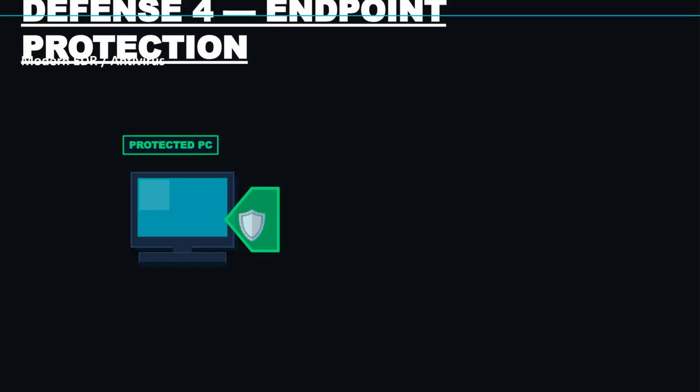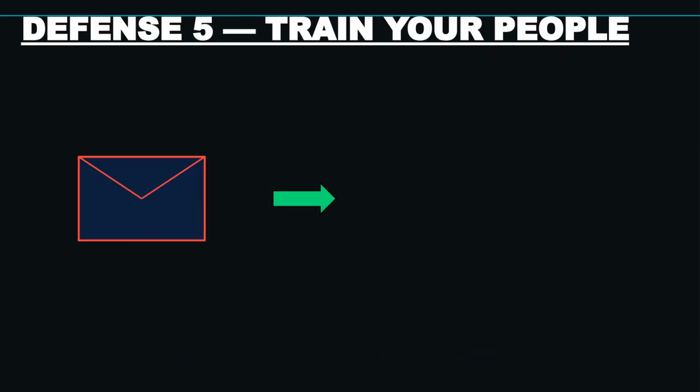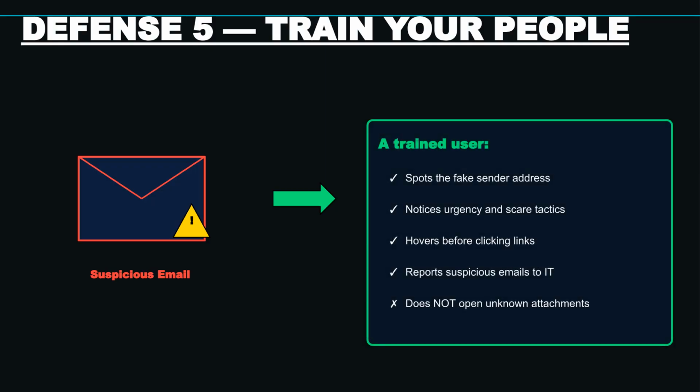Defense 4 is endpoint protection. Modern EDR does not just match malware signatures. It watches for suspicious behavior, like REvil file encryption, and blocks the attack in progress. Defense 5 is training your people. Most ransomware starts with a phishing email. A trained user reports suspicious emails instead of clicking, making humans both the first and last line of defense.